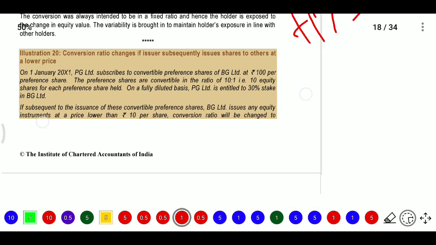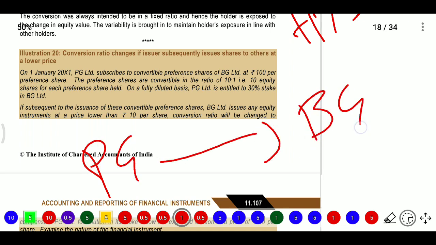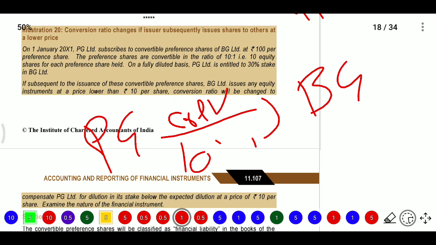Next, after that, question number 20. PG Limited company is there and BG Limited company is there. Here they have given convertible preference shares. On these convertible preference shares, what is the ratio? 10:1. So for each preference share, the holder will get 10 equity shares.